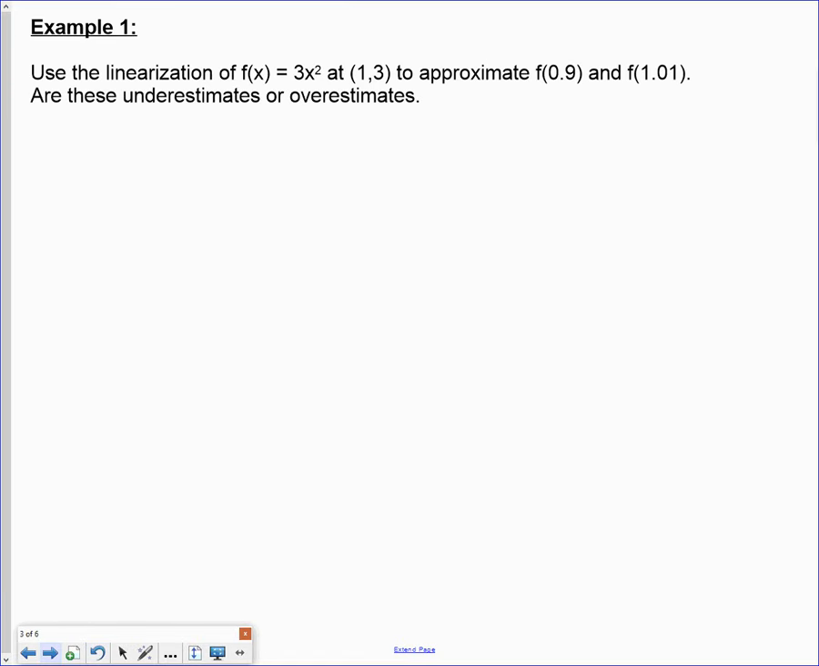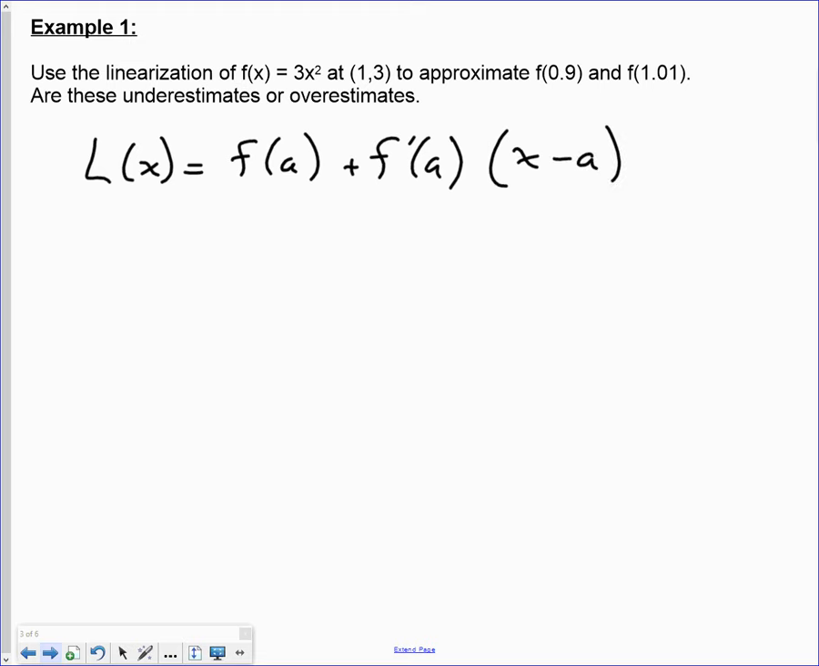Use the linearization of f at x equals 3x squared at the point 1, 3 to approximate the values of f at 0.9 and f at 1.01. And then we want to figure out if these estimates are overestimates or underestimates. Okay, so we know that our linearization is f at a plus f prime at a times x minus a. So in this question, the value of a is 1. This is the x value where we're interested in finding our tangent line approximation.